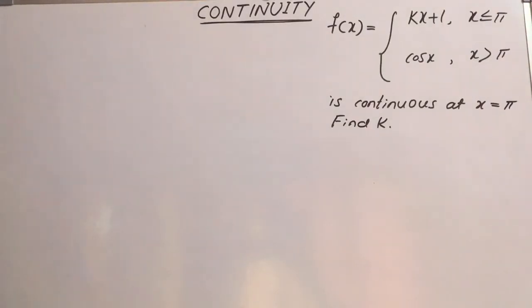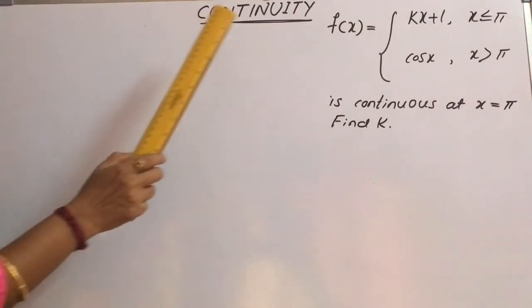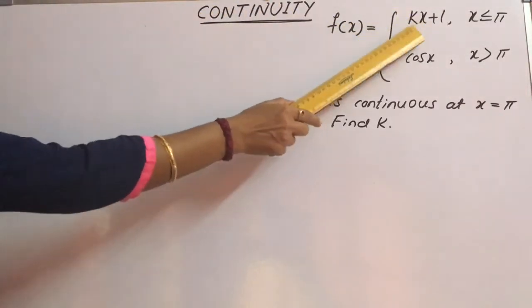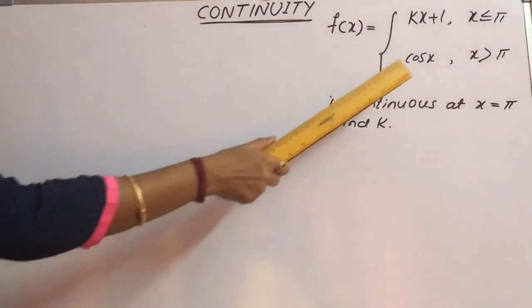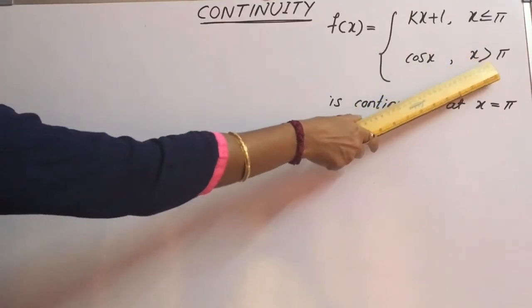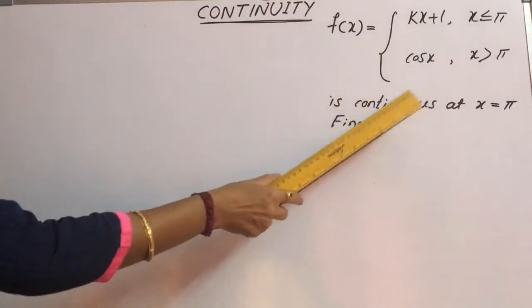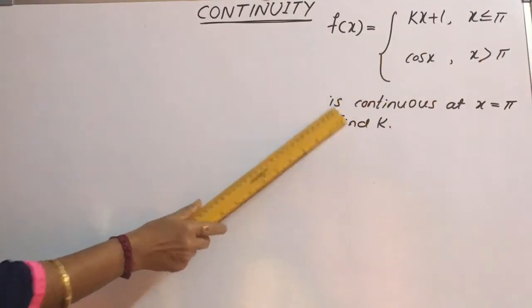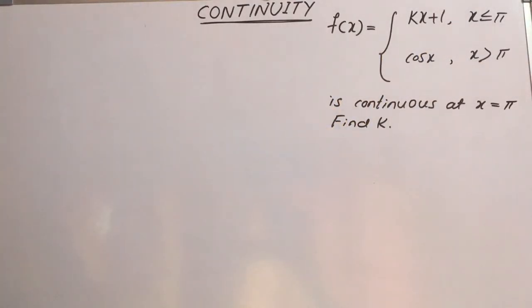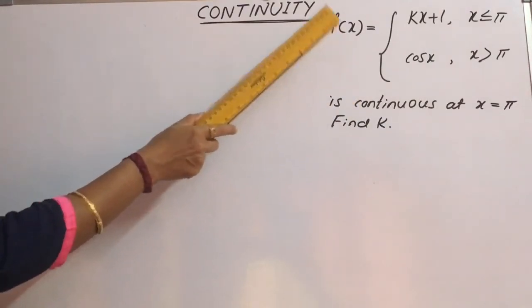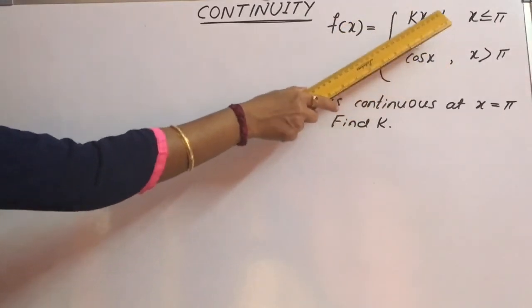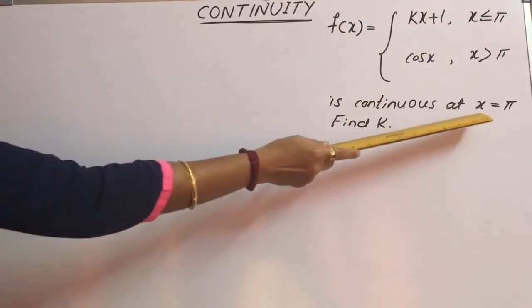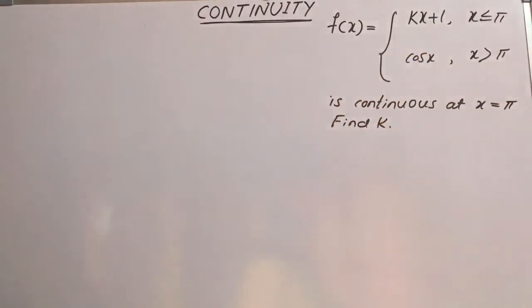Now let us consider one more question under continuity. f of x is equal to kx plus 1 if x is less than or equal to pi. It is cos x if x is greater than pi. Is continuous at x equal to pi. So find k. Now to find the value of k, let us use the concept. As the function f of x is continuous, its LHL value, RHL value and function value at the given point x equal to pi must be equal.